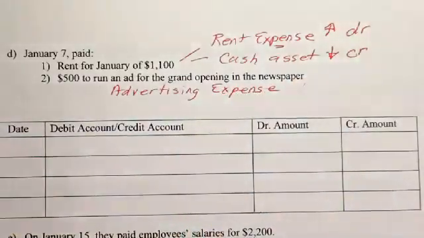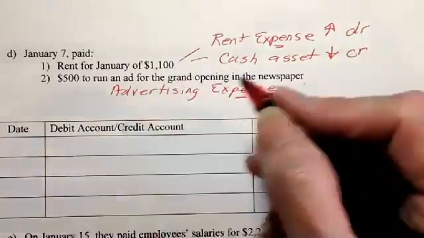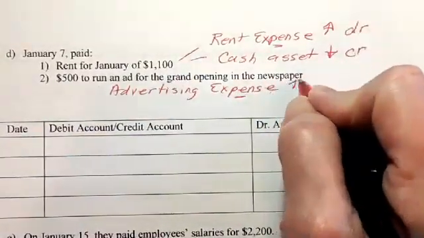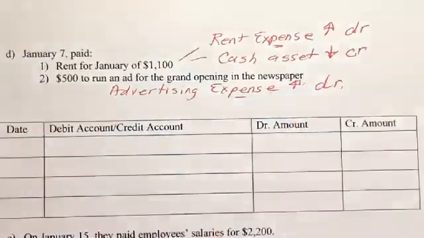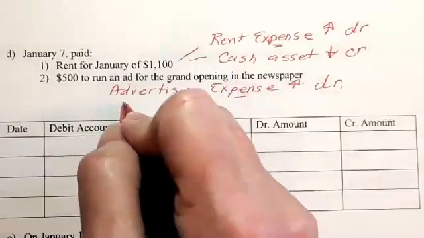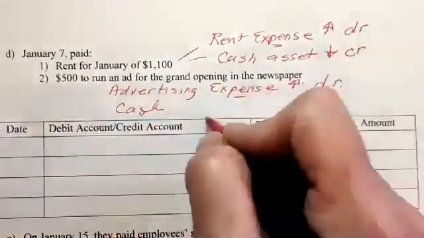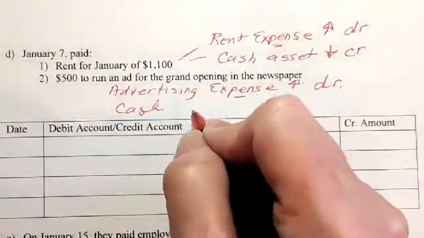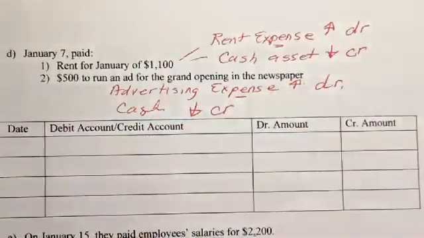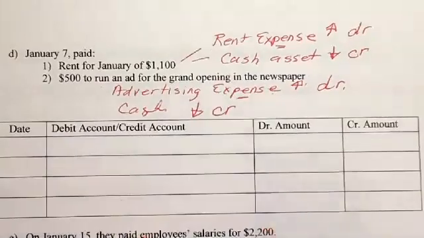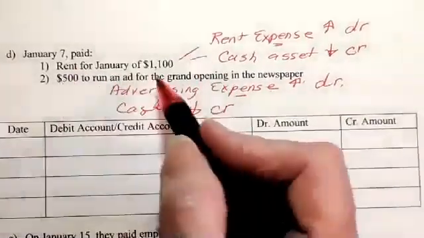And again, the nice thing about expenses is they tend to end in the word expense. So that's an expense that I want to increase. To increase the expense, you debit it. And again, I paid cash for it, so that's going to reduce that asset. To reduce cash, credit. So I gave 4 lines, so you can do it in 4 lines. So we're going to do it that way.